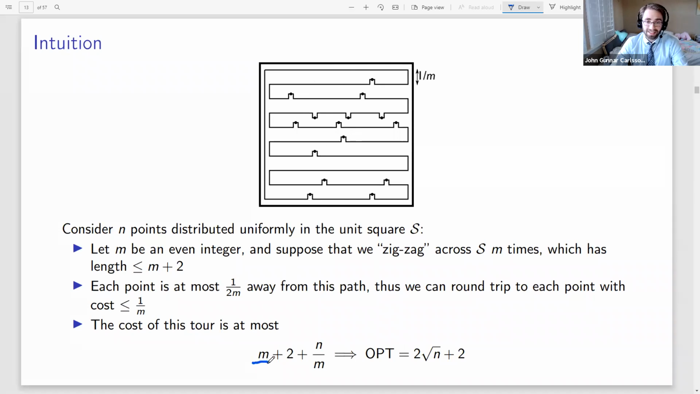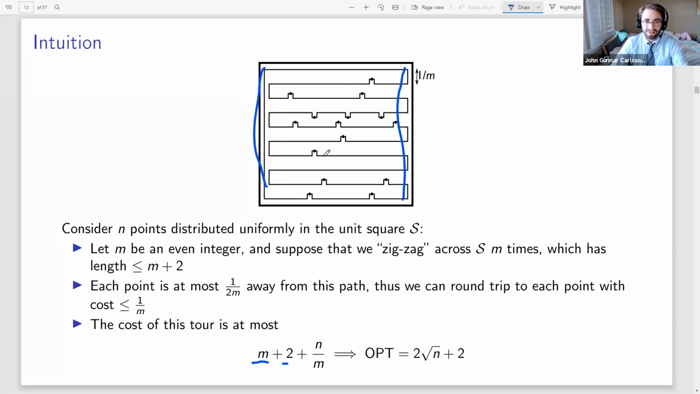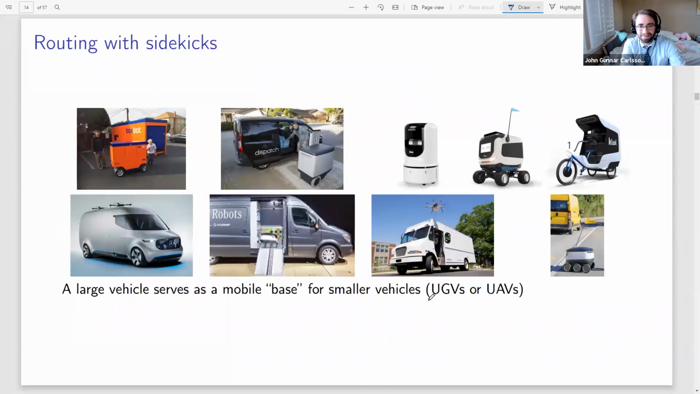And how much work have I done? Well, I zigzagged across this thing m times. I went up and down the height of this unit square. That's a 2. And then for each one of these little detours here, the amount of work I did was n on m. And so therefore, if I optimize this with respect to m, minimize it, the optimal solution looks like m should be root n, at which point the solution is 2 root n plus 2. So that's a quick way of sort of back of the envelope working out that things should scale proportionally to square root of n. Okay, so that's the continuous approximation paradigm.